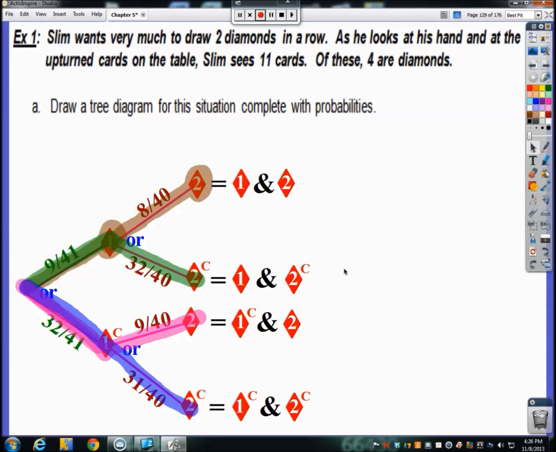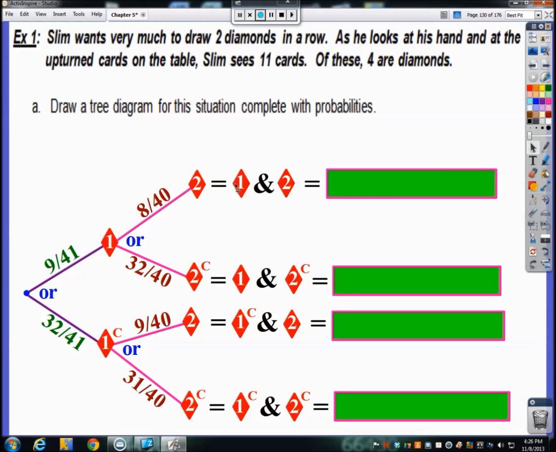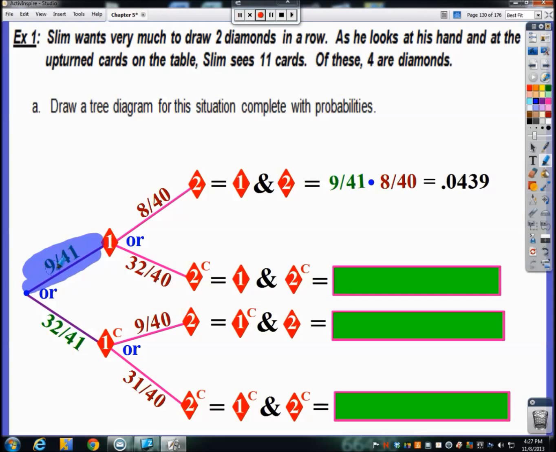And then we could, if we wanted to, again, this might help us out later with some questions related to this problem, calculate these probabilities. Okay, so first card diamond and second card diamond is nothing more than taking the individual probabilities along those branches, the 9 out of 41, and multiplying it by the other branch along that path, the 8 out of 40. So if I take my calculator, 9 out of 41 times 8 out of 40 gives me a little bit above 4%.